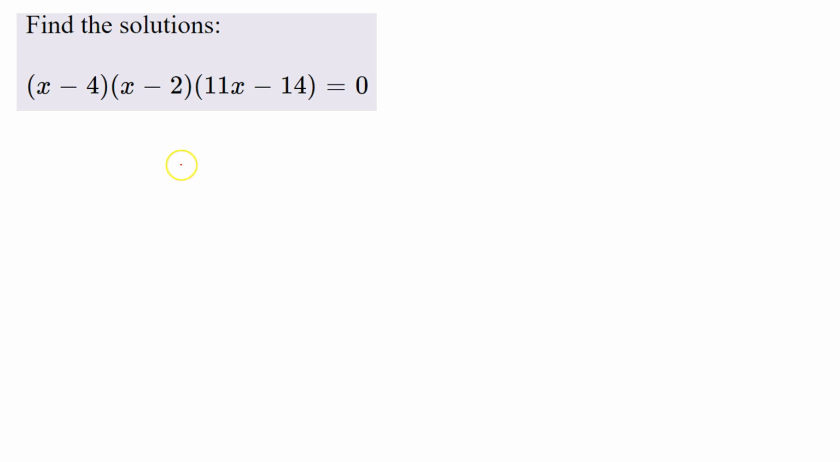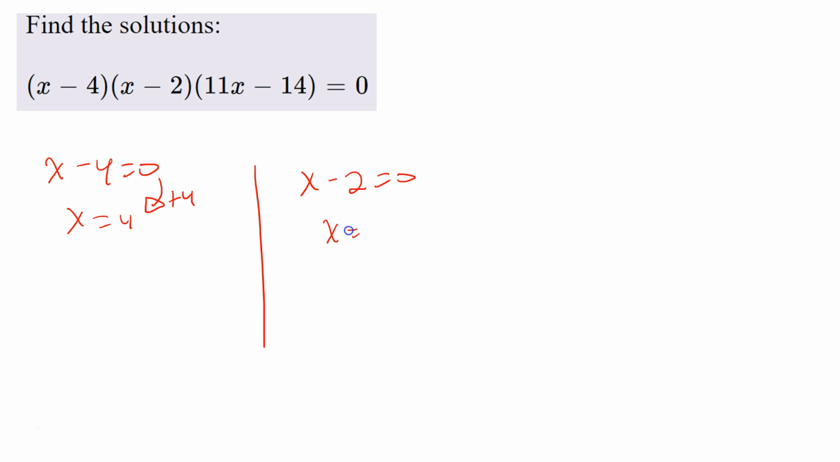Let's do another one. This one is a little more complex, but it follows the same logic. You simply set each factor equal to 0. So x minus 4 equals 0. That tells you that x equals positive 4. From here to here you add 4. And then you take x minus 2 equal to 0. So x equals positive 2. So from here to here you add 2. So that's another solution, just like 4 is a solution.